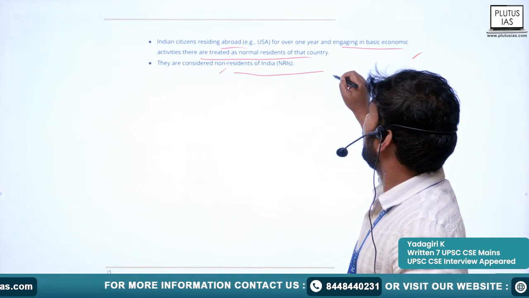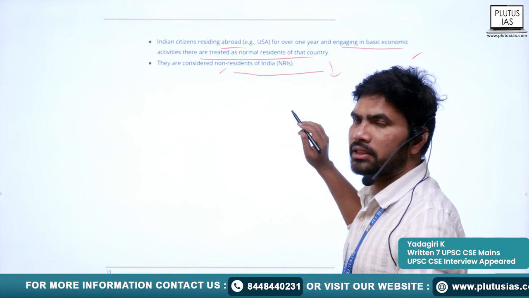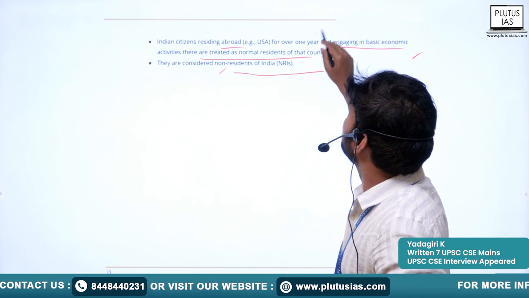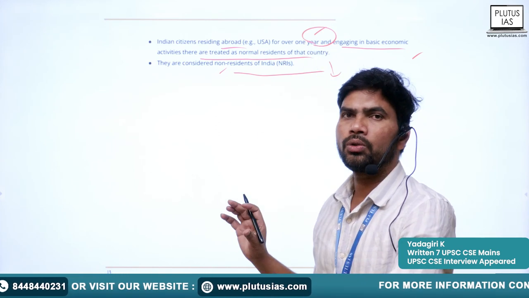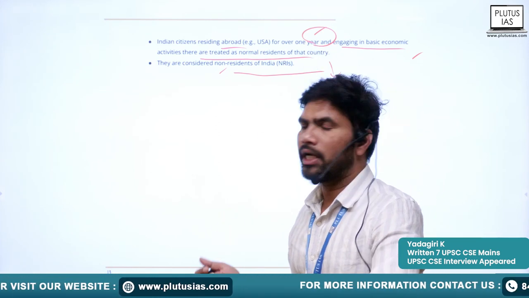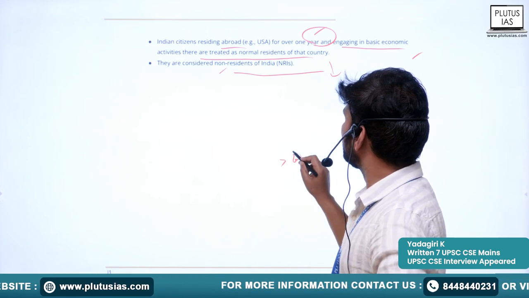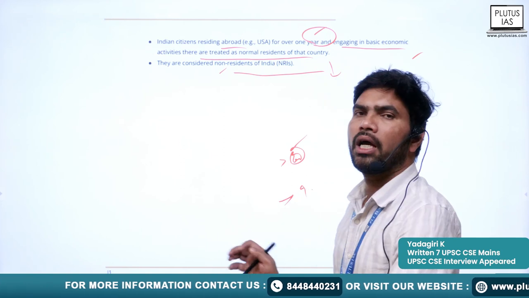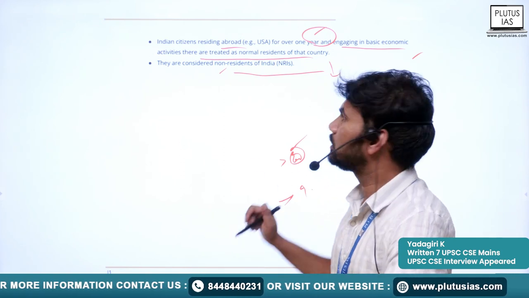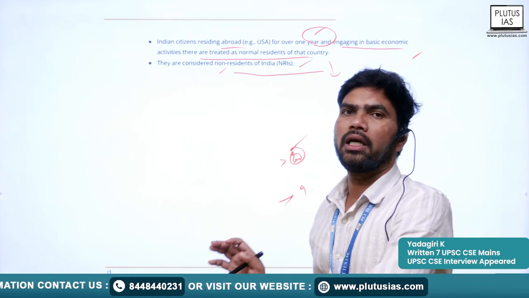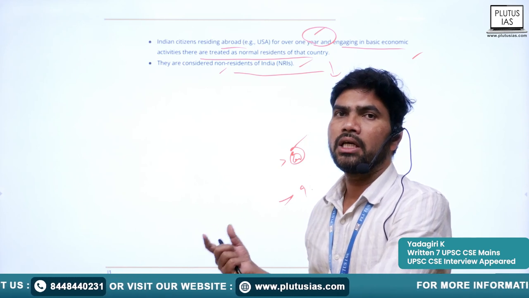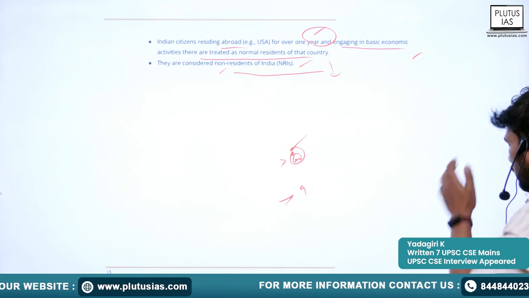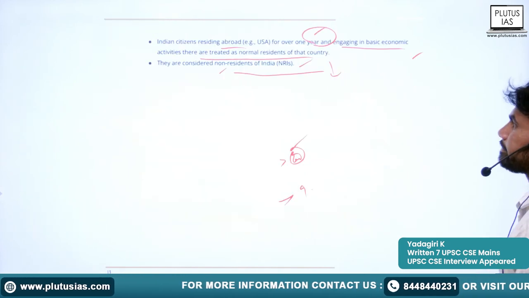The year for the purpose of taxation is defined separately, because a normal year cannot be a complete year. So if a person is, for example, residing more than 6 months in another country, or sometimes more than 9 months in another country, that person is considered as NRI, and there are different taxations for that purpose. Right, so this is about normal residents.